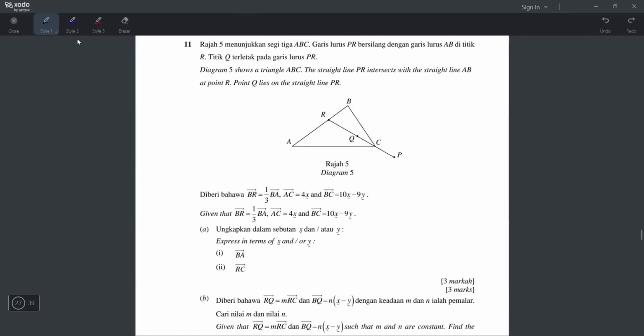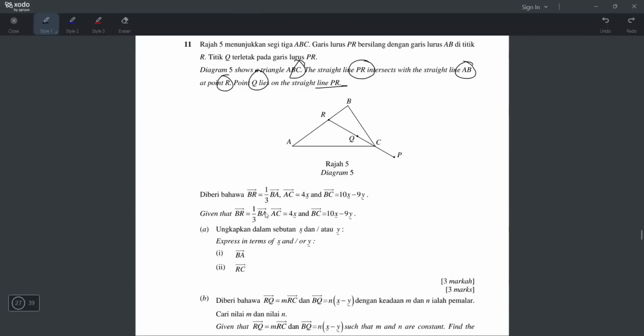Okay, let's do question number 11. This next question is a vector question, from Form 4 chapter 8, I think. Diagram 5 shows a triangle ABC. The straight line PR intersects AB at point R. Let's check, PR intersects AB at R. Point Q lies on straight line PR. That's correct. So far there is no useful information here; everything mentioned so far is not important.